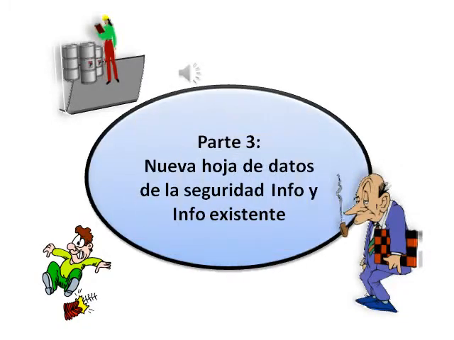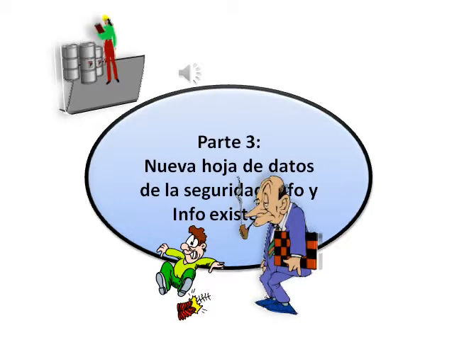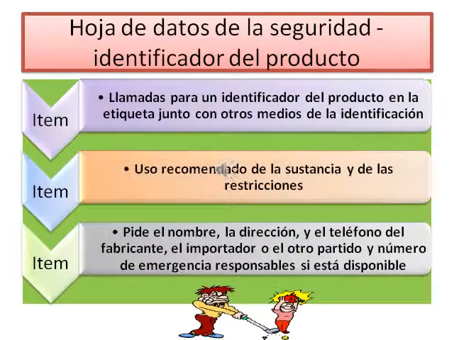Part 3, the new safety data sheet info and existing information. The safety data sheet product identifier. This calls for a product identifier on the label along with other means of identification. It is recommended for the use of the substance and restrictions. It calls for the name, address, and telephone number of the manufacturer, importer, or other responsible party, as well as an emergency number if it's available.